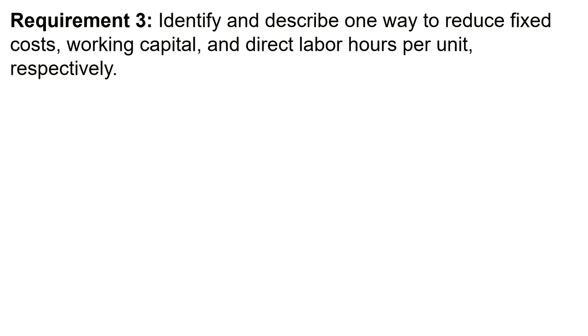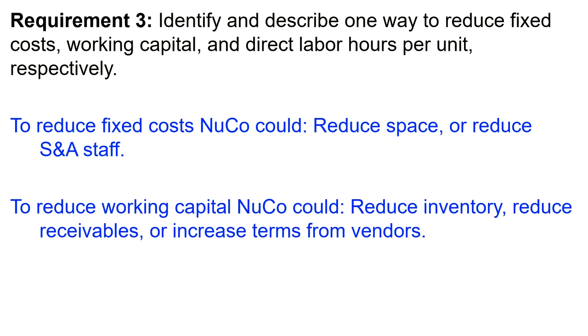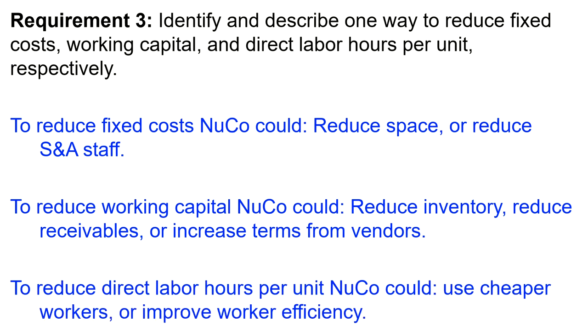In this answer, there's 2 of each of these, but it's okay, they're kind of connected. So to reduce fixed costs, NuCo could reduce space or reduce selling and administrative costs. That's the information that we had about fixed costs, so that's what we need to reduce. To reduce working capital, NuCo could reduce inventory, reduce receivables, or increase terms from vendors. Third, to reduce direct labor hours per unit, NuCo could use cheaper workers or improve worker efficiency. A couple of options there.